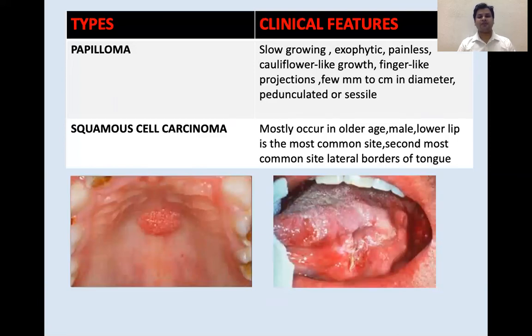The types: papilloma is slow growing, with exophytic, cauliflower-like growth, finger-like projections, a few millimeters to centimeters in diameter, pedunculated or sessile. Squamous cell carcinoma is most common in older age males. The lower lip is the most common site. The second most common site is the lateral border of the tongue, as you can see in the second picture.